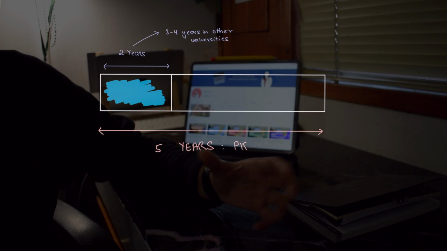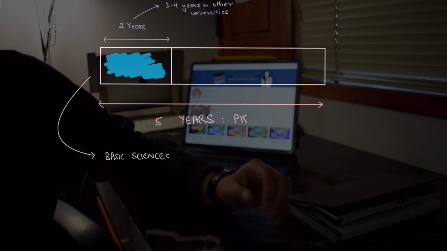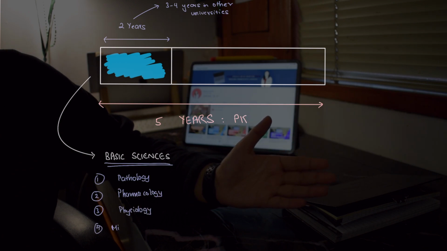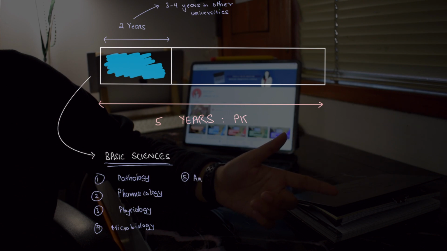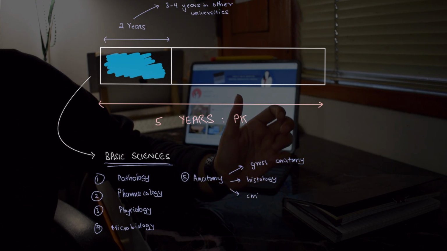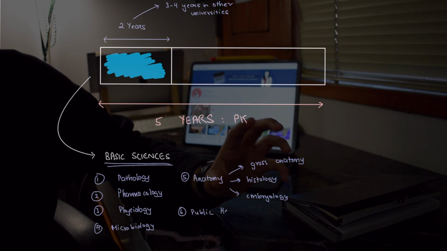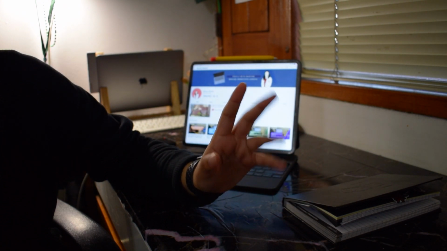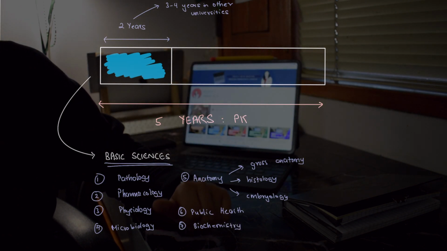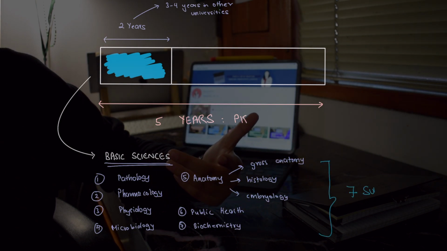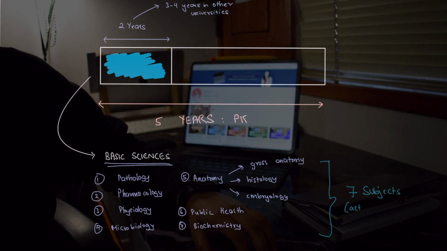Basic sciences is a collective name for 7 disciplines, or you can say 7 subjects. These subjects include pathology, pharmacology, physiology, microbiology. It also contains anatomy. Anatomy can be subdivided into gross anatomy, histology, and embryology. And then there is public health, which is known as CHS or community health sciences in AKU. And apart from that, biochemistry, of course. So these are the 7 subjects. And as you can see, anatomy has a further subdivision of 3. So if you want, you can think of it as 10 subjects in the real sense, but they're said to be 7.